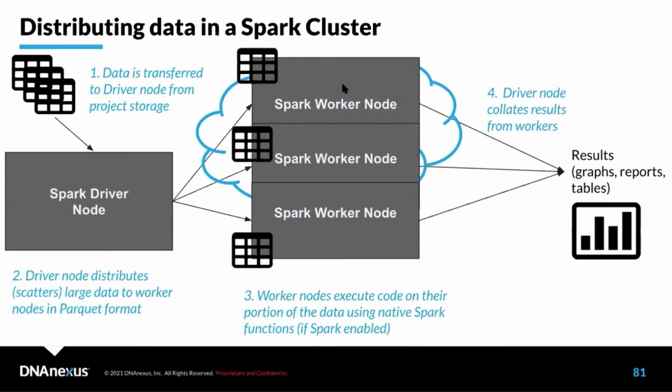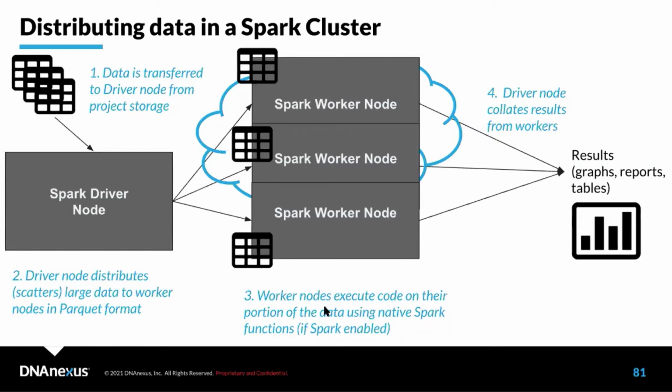These worker nodes are why Spark is very efficient and what's called scalable. The driver node is distributing, or scattering, the data to the individual worker nodes, and these individual worker nodes work on their portion of the data. One thing to keep in mind is that you don't get this for free. Your software has to be Spark enabled to actually take advantage of this.